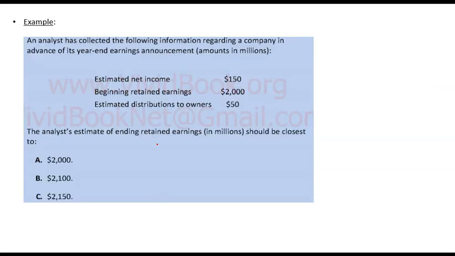So moving on to another example. An analyst has collected the following information regarding a company in advance of its year-end earnings announcement. The analyst's estimate of ending retained earnings. So these are the results from the year, and you have to calculate ending retained earnings. What would be the ending retained earnings from this?